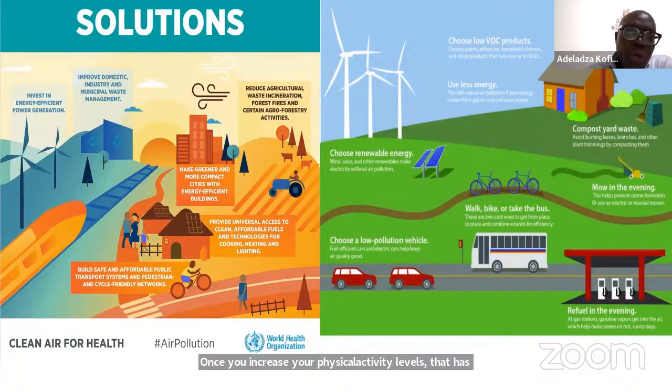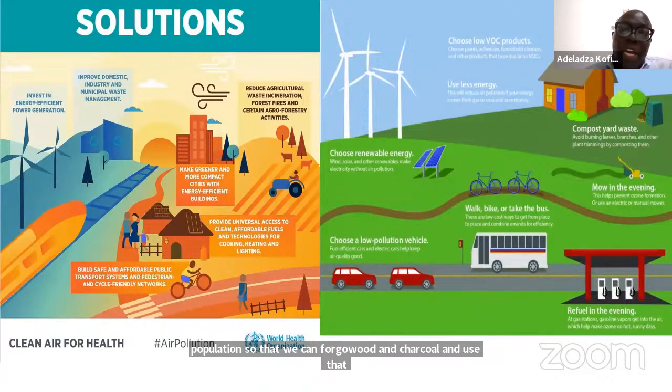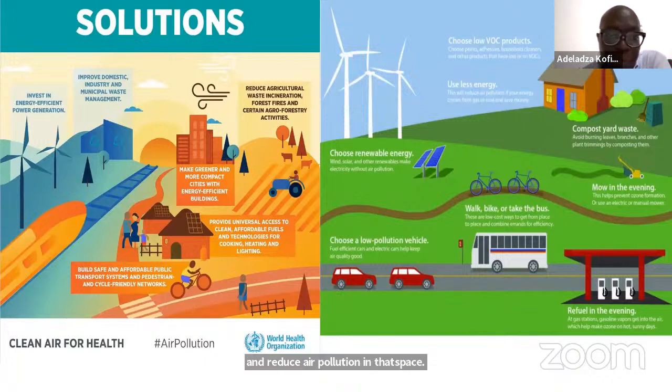We need to transition to clean energy fuels. That means we need to move away from using charcoal and wood for cooking and rather embrace LPG and maybe electricity, which is expensive. But we need to make sure that LPG, liquefied petroleum gas, is easily accessible to the population so that we can forgo wood and charcoal and use that and reduce air pollution in the space. I must indicate that reliance on LPG will not address the climate problem though, because that is also fossil fuel.